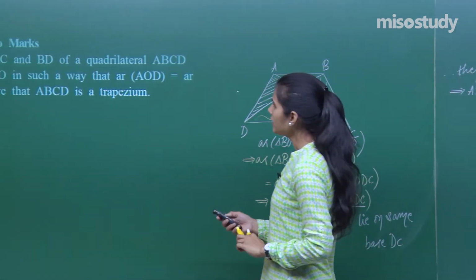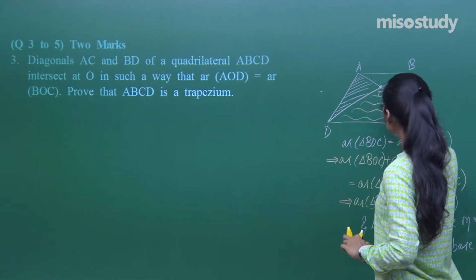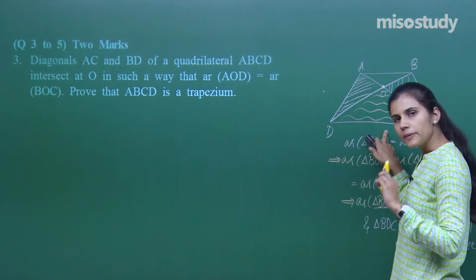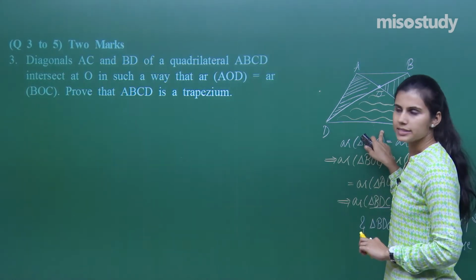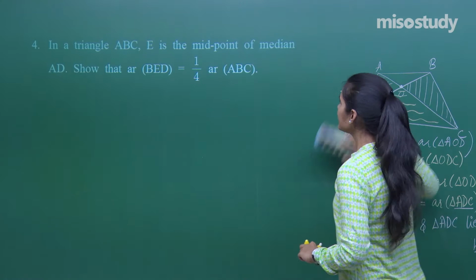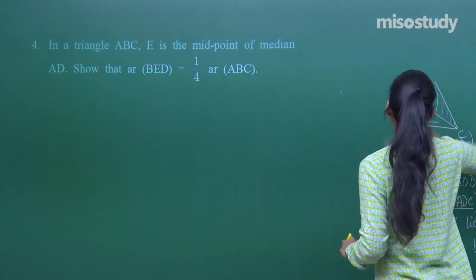Moving to the next question, why am I stopping over here? Because the moment I have proved that one pair of opposite sides is parallel in this quadrilateral, the proof is done that the figure is a trapezium. Next question says that in a triangle ABC, E is the midpoint of the median AD.